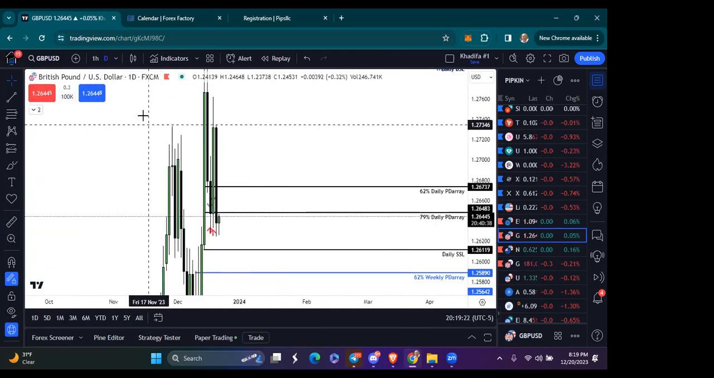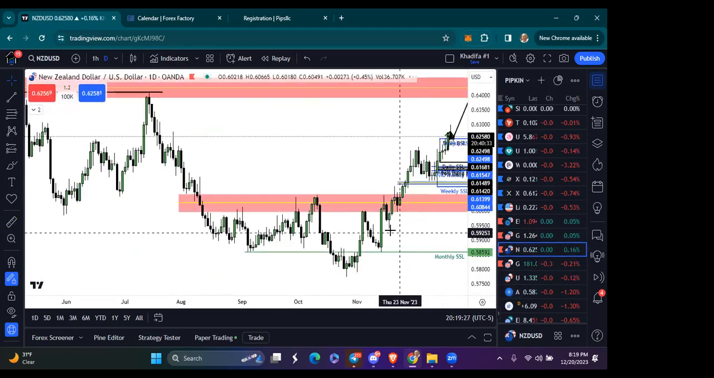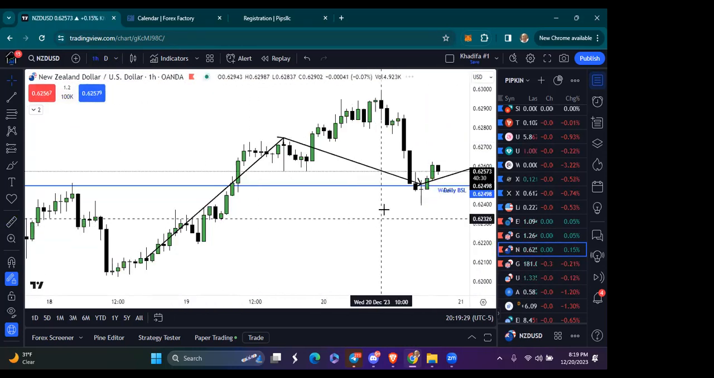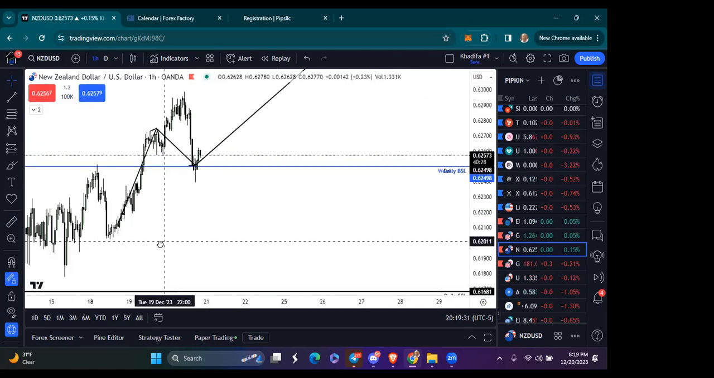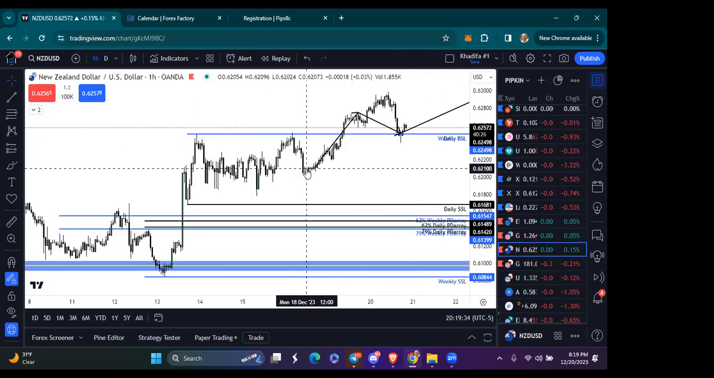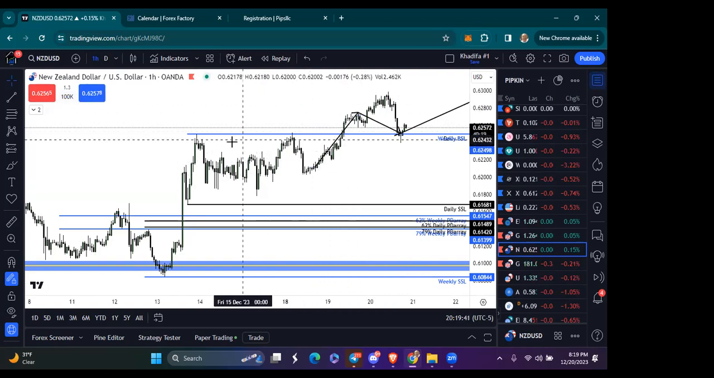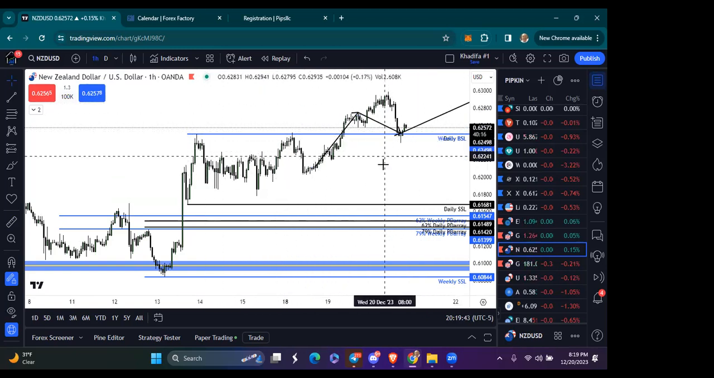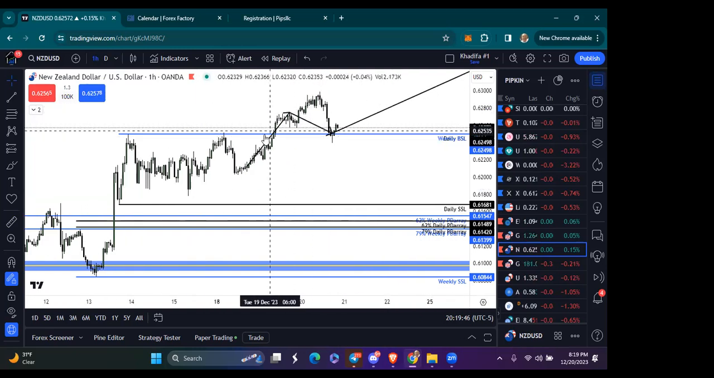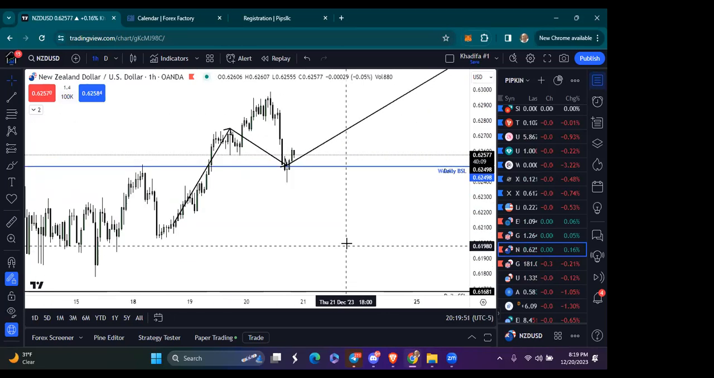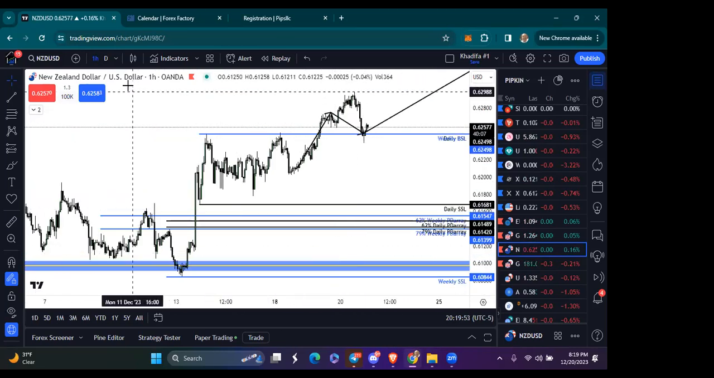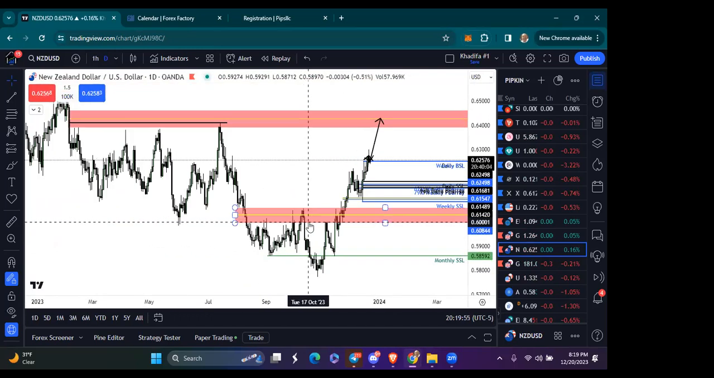Cool beans. Looking at NZD USD, same thing. I told you guys exactly how I had it drawn out Monday night. Monday night, we were right here. I told you guys that I wanted to see price run that weekly buy side liquidity, come back down and retest it. You see, we ran it. Price came back down and retested. And now I expect price to continue higher for NZD USD to close the week.